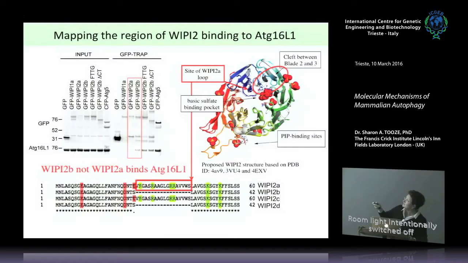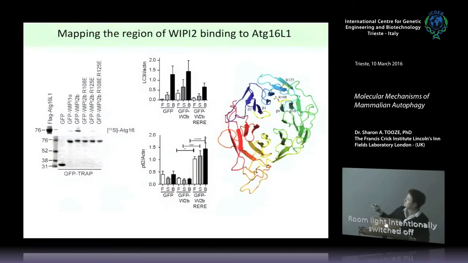So taking the advice of the structural biologist, we started to look at the residues in this cleft, and we identified two basic residues, arginine-125 and arginine-108, and this is the loop that's present in the non-autophagy protein, which were adjacent to this loop. So we mutated these two residues individually, the arginine-108 and arginine-125, and using in vitro translated HG16 to prevent also the 512 association, we could show that we could lose precipitation of the HG16 by these mutants.